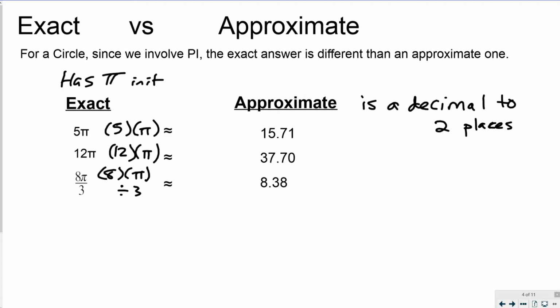And then 8 pi over 3 could be an exact distance, like a radius or something, and that would be approximately 8.38. So if I ask you for an exact answer, your answer should have pi in it. It's basically pre-calculation, so this would be like pre-calculator. And this would be post-calculator, if you typed in the pi into the calculator. So hopefully that's clear.